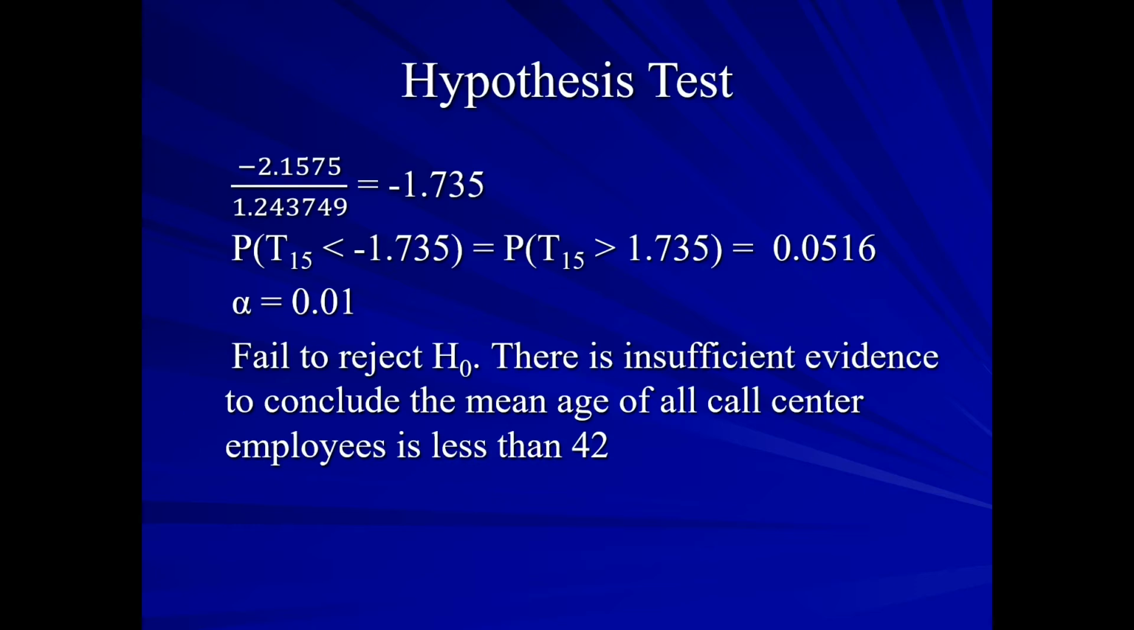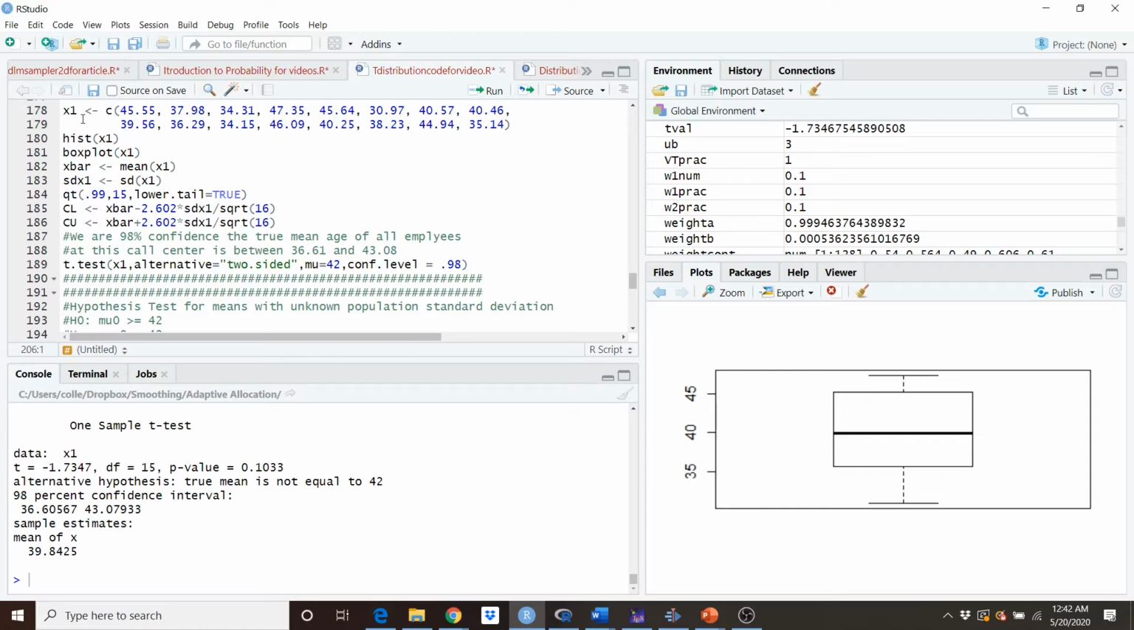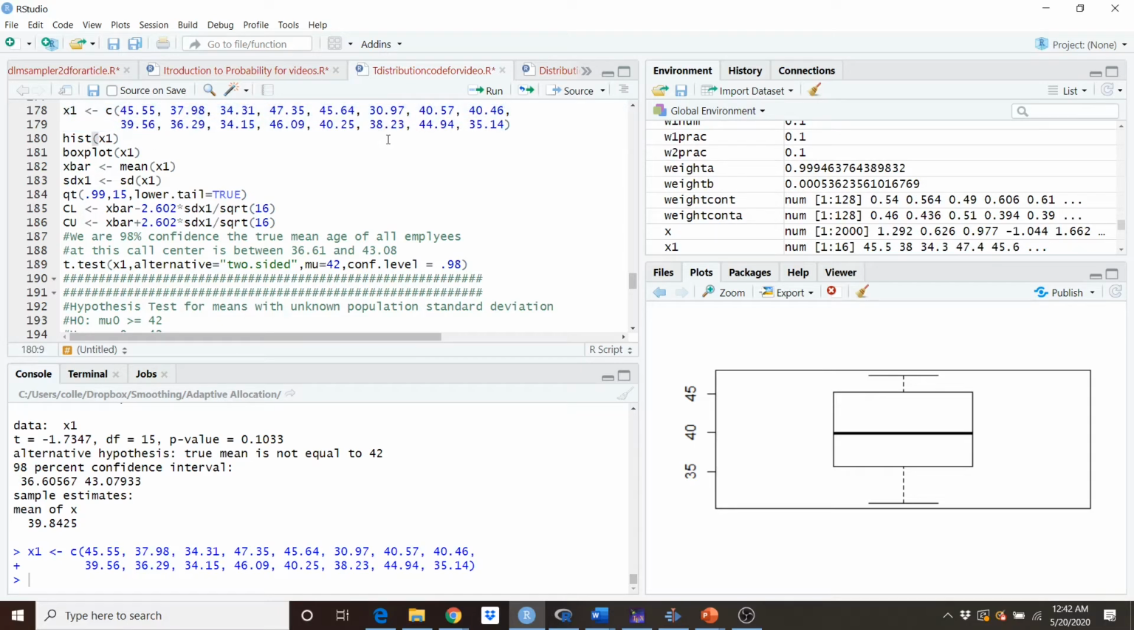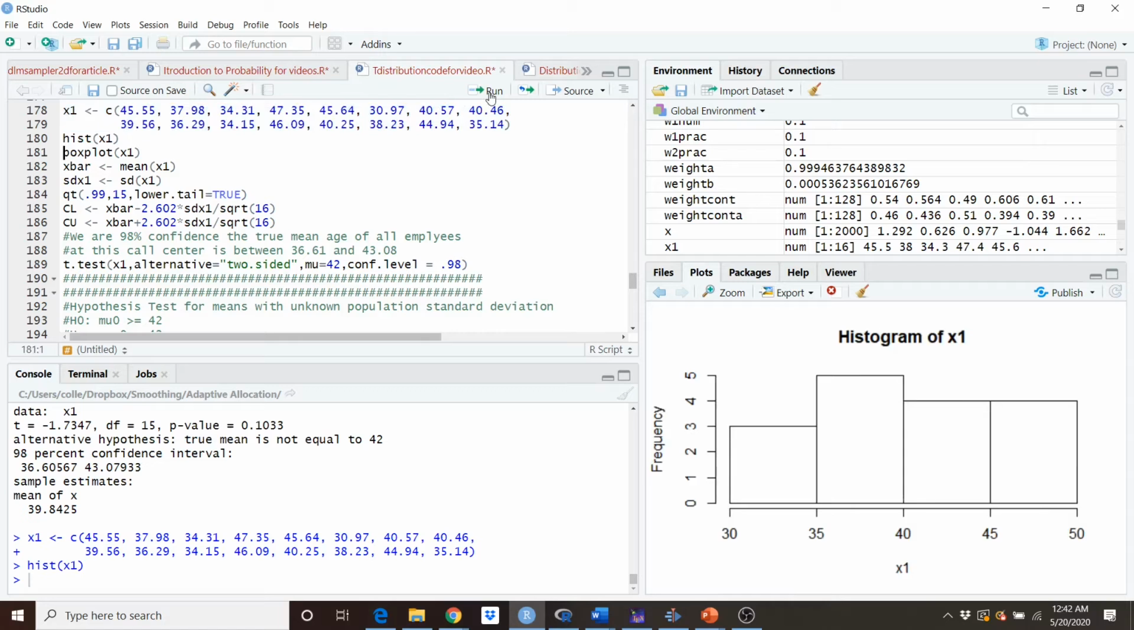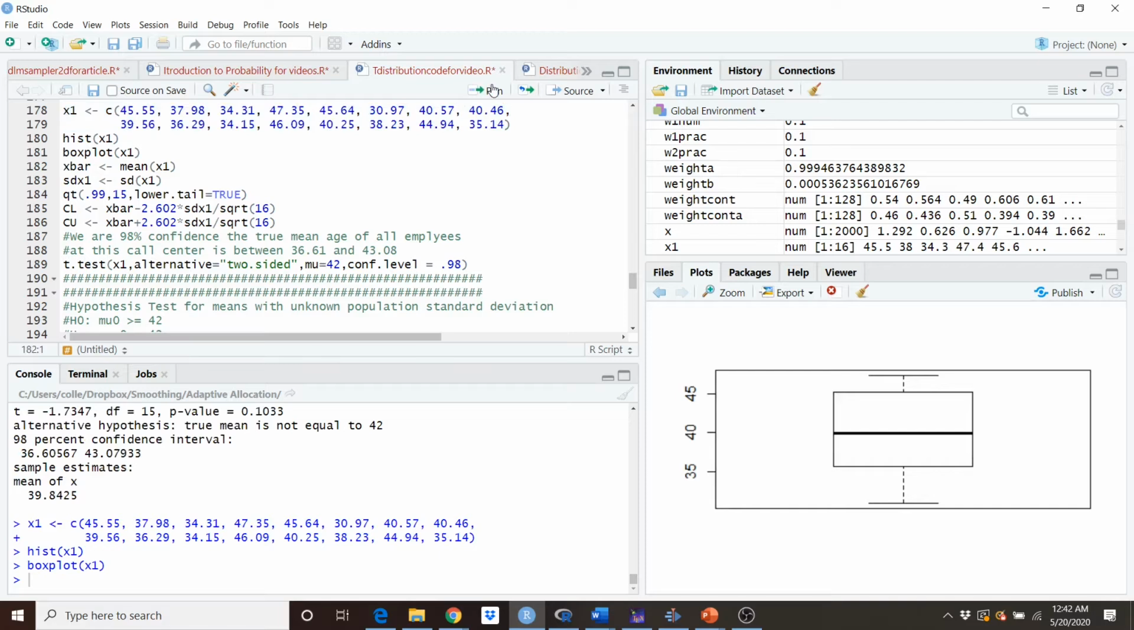Okay, so how might we do this in R? Well, let's take a look. Here are my ages. I've just called them X1, and I'll run this. Now, if I do a histogram of just these values, what I'll see is that these look relatively uniform. And if I do a box plot of just these values, I see that there are no outliers at all.